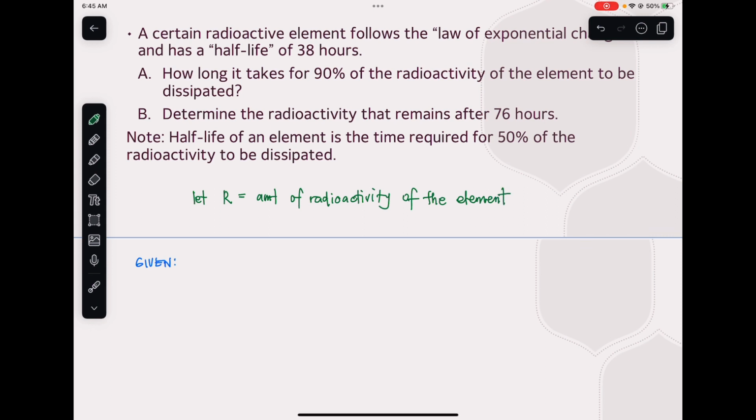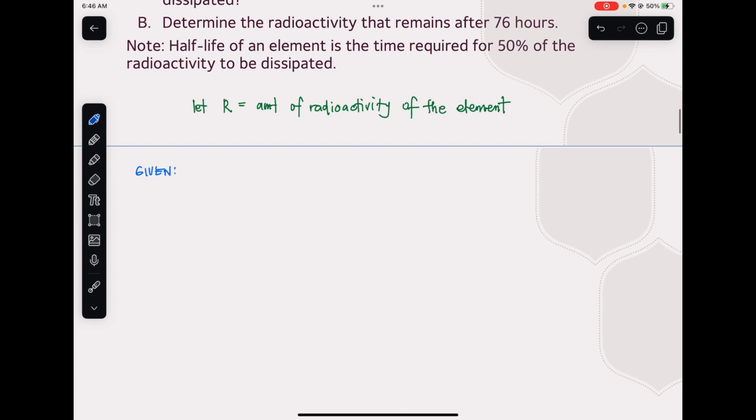So originally, when time is equal to 0, let's have A of 0. That means when time is equal to 0, the amount of radioactivity of the element is 100%, or simply a complete R. So 100% of radioactivity for the element when time is equal to 0.